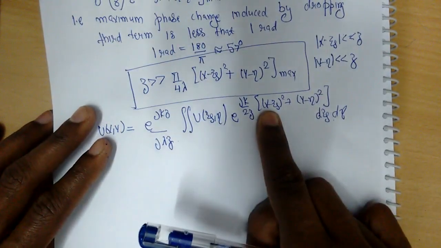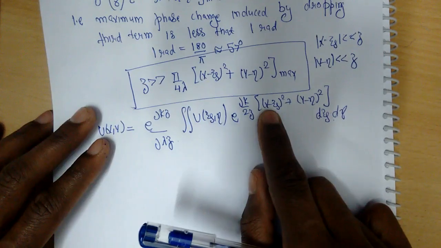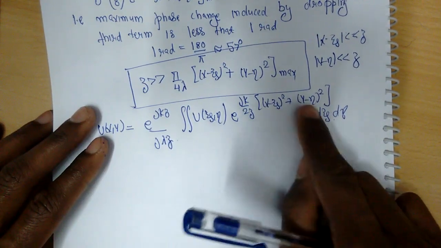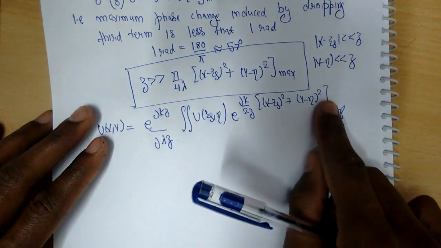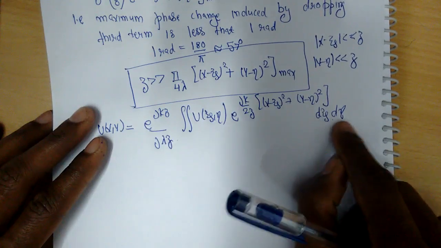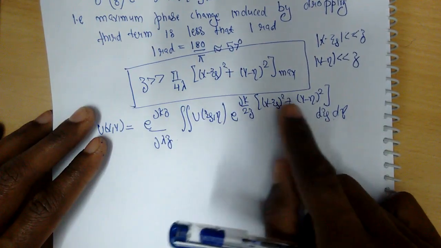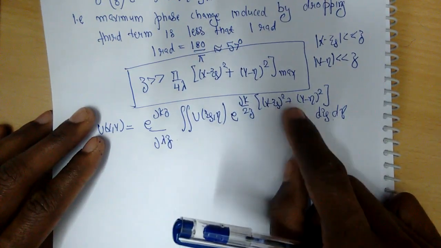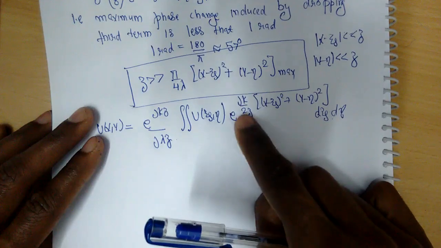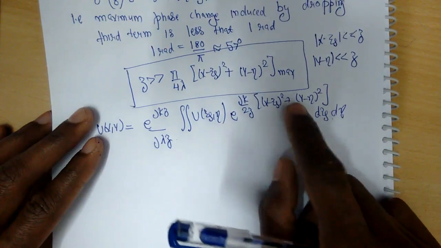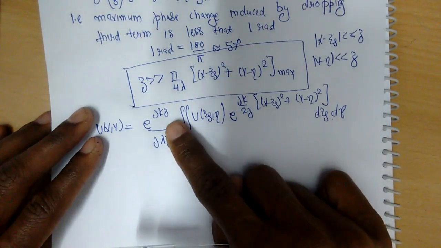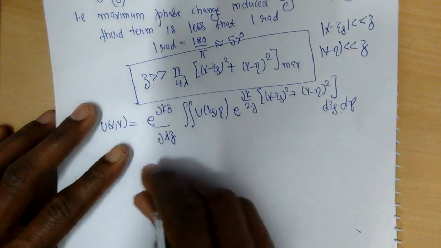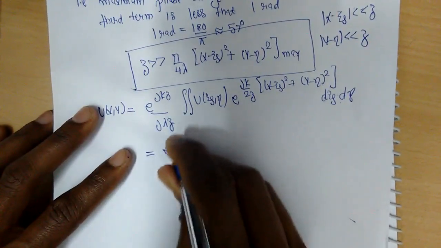So what you do, you just open this term. This will be x square plus zeta square minus 2x zeta, y square plus eta square minus 2y eta. Since we are integrating over zeta and eta, x square will be constant, y square will be constant, and of course z is constant. So e raised to power jk upon 2z times x square plus y square, that term can be taken outside. Okay, so what you will be left with, you just please do, it's very simple.